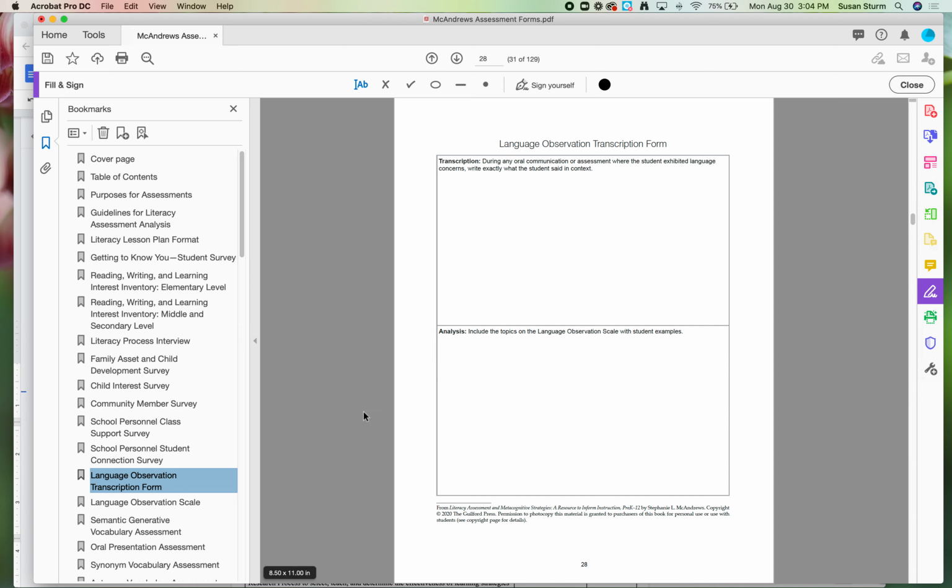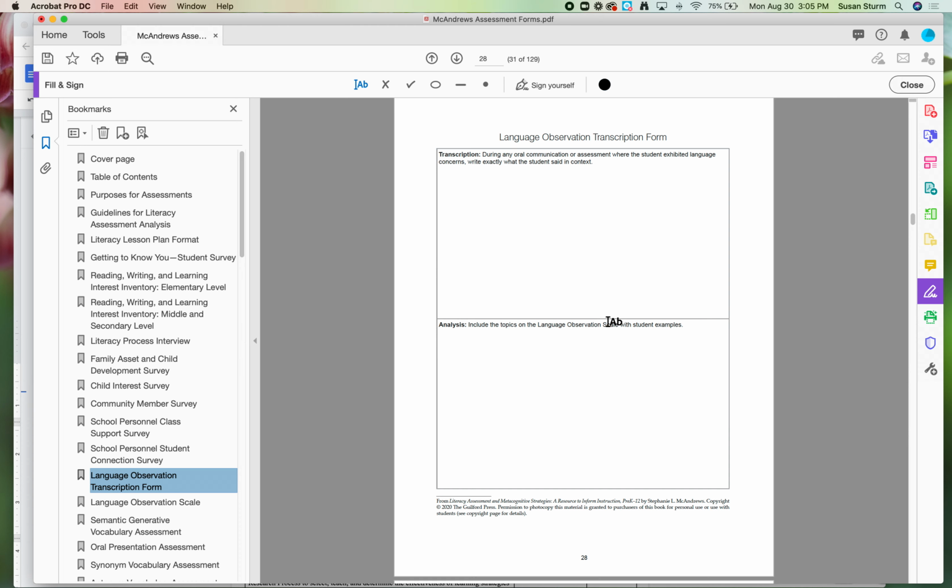This analysis box is really meant for when you're all done. You can write the notes that you have, the analytic notes that you have on the topics that are covered by the scale. So it says here, transcription during any oral communication or assessment where the student exhibited language concerns, write exactly what the student said. And this, kind of like your student inventory, is meant to be like a verbatim quoted transcript of what the student said. It says here, when they exhibit language concerns, we can use this form in this class to just capture any kind of language. It doesn't have to be concerning language.